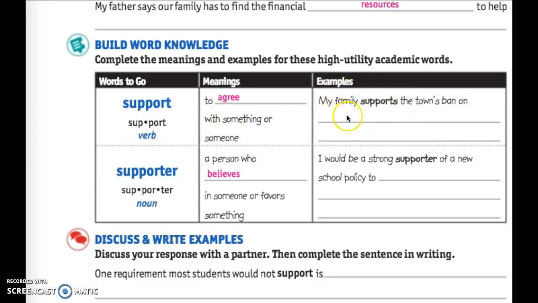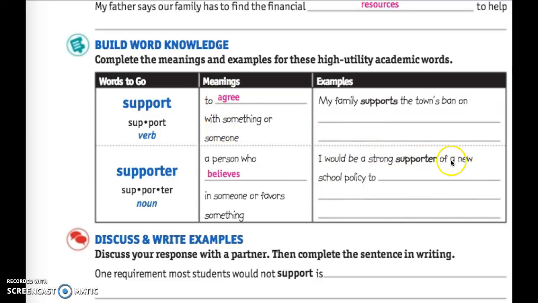So in this example here, it says, my family supports the town's ban on blank. What would you and your family support that the town might ban? Could be skateboarding on the sidewalks. It could be banning littering in parks. But I want you to come up with your own example of a ban that your family would support or would agree with.